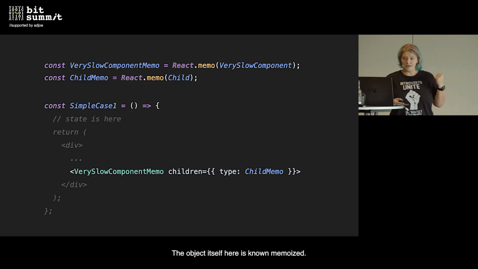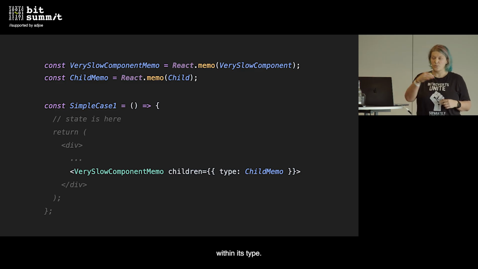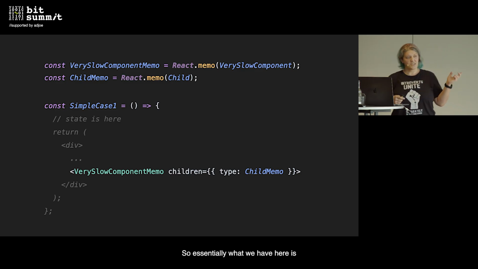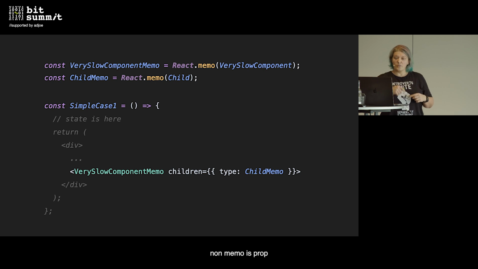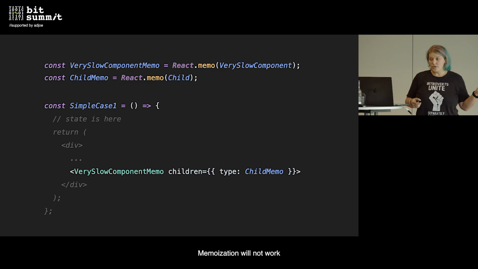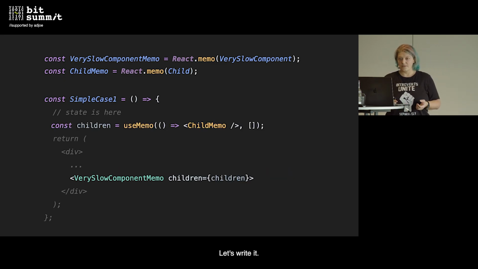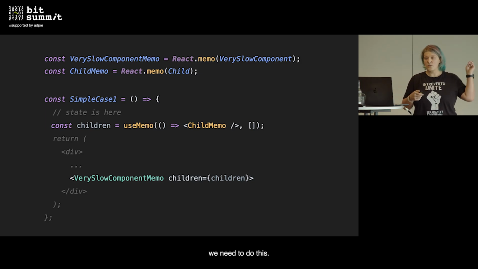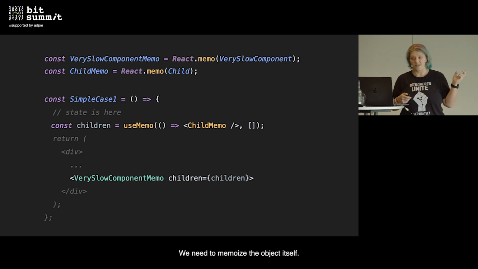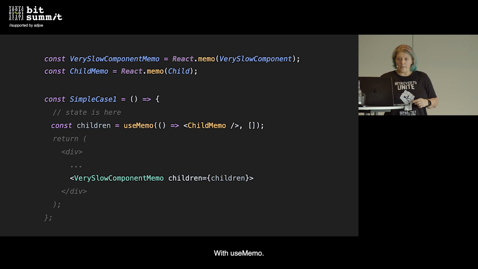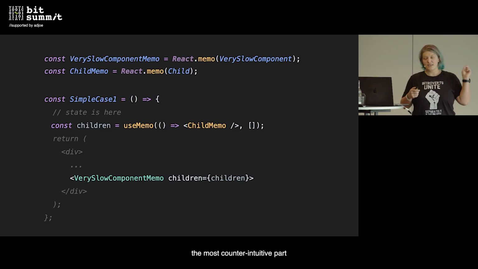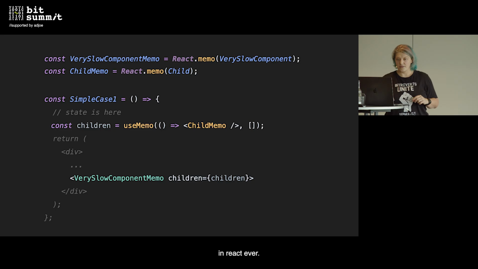The object itself here is non-memoized. It just references the memoized function within its type. So essentially what we have here is a non-memoized prop on a memoized component. The very slow component memoization will not work, and it will re-render with every state change. To memoize it correctly, we need to do this. We need to memoize the object itself with useMemo. So the pattern is probably the most counterintuitive pattern in React ever. So don't feel shamed.